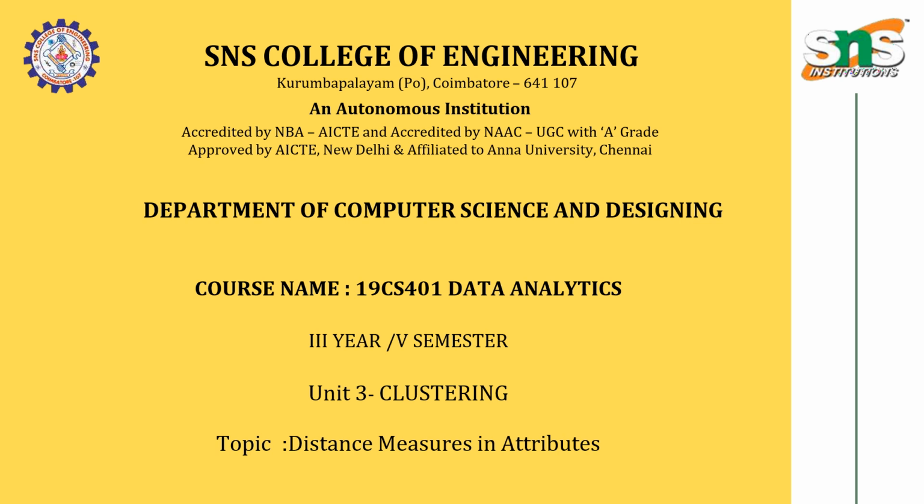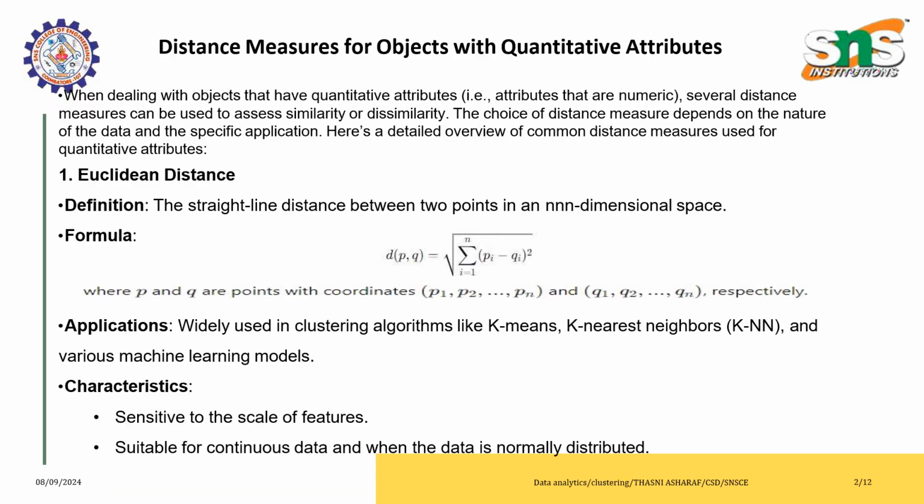So now we are going to see about the distance measures and attributes for each and every object. So how distance measures are implemented for the attributes. Distance measures for objects with quantitative attributes. When dealing with objects that have quantitative attributes, that is attributes that are numeric, several distance measures can be used to assess similarity or dissimilarity. The choice of distance measure depends on the nature of data and the specific application. Here is a detailed overview of common distance measures used for quantitative attributes.